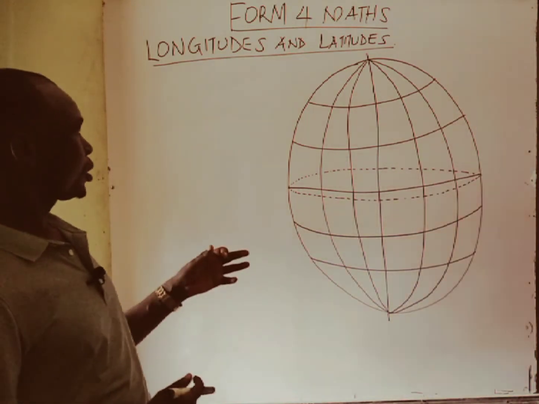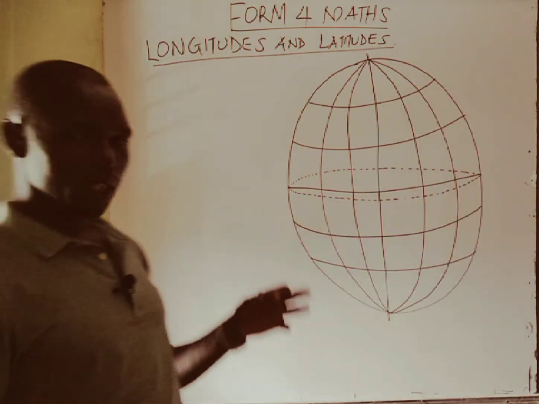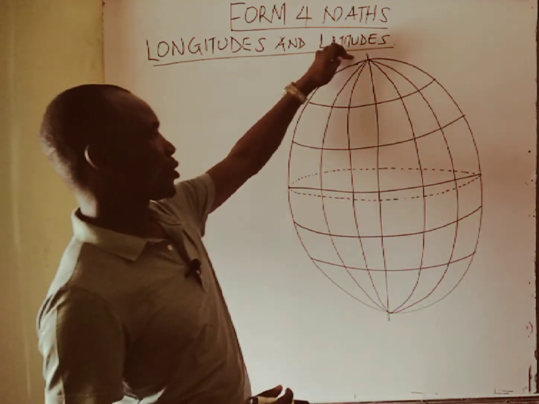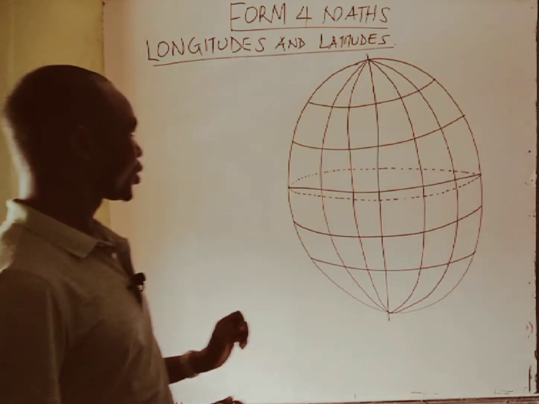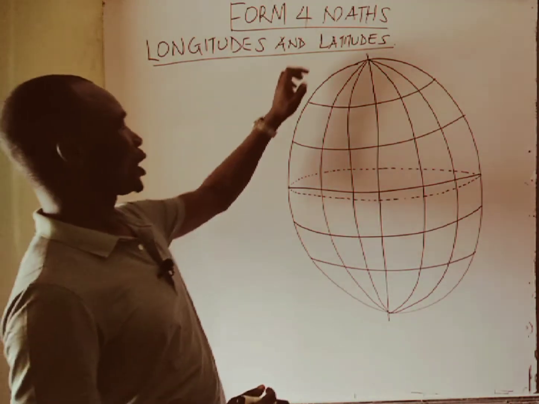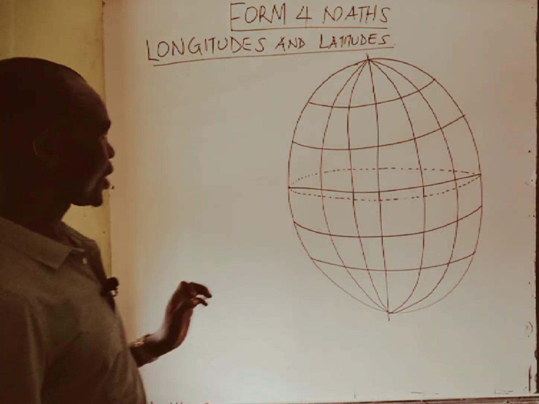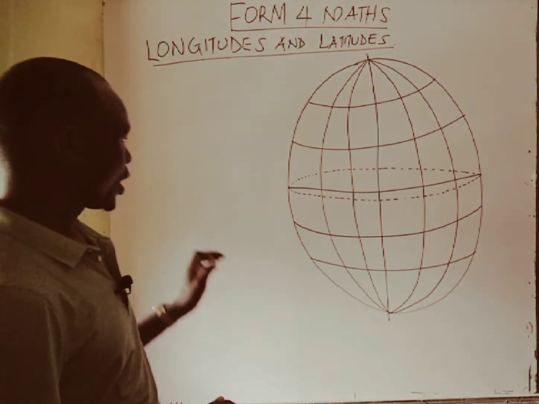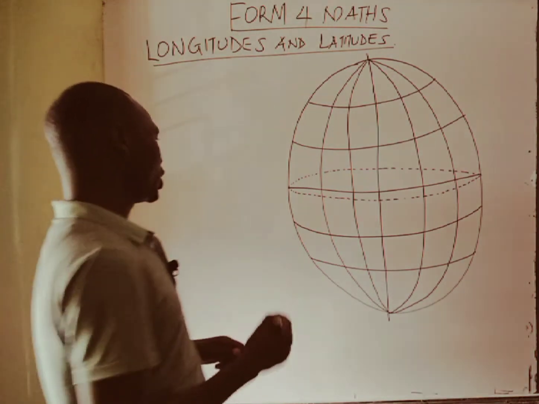So longitudes are imaginary lines drawn on the earth's surface, and they run from north to south. Equally, when we talk about latitudes, there are also imaginary lines which are drawn on the earth's surface, and they run from west to east.